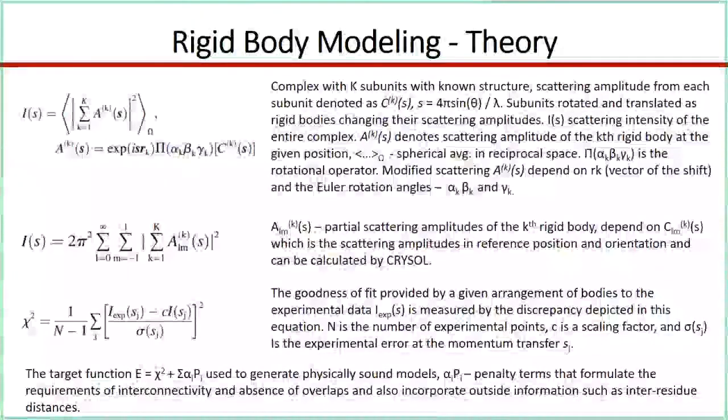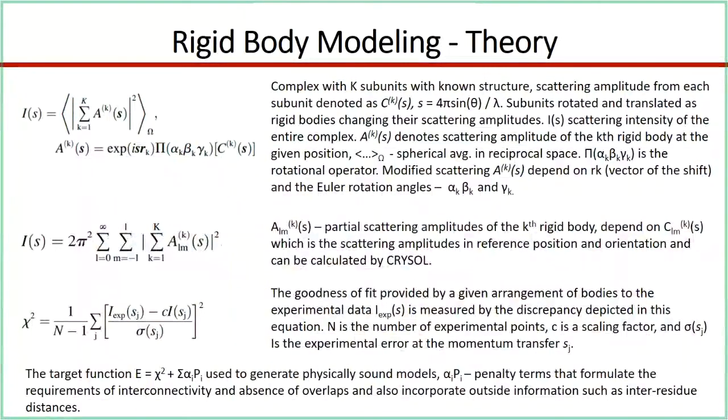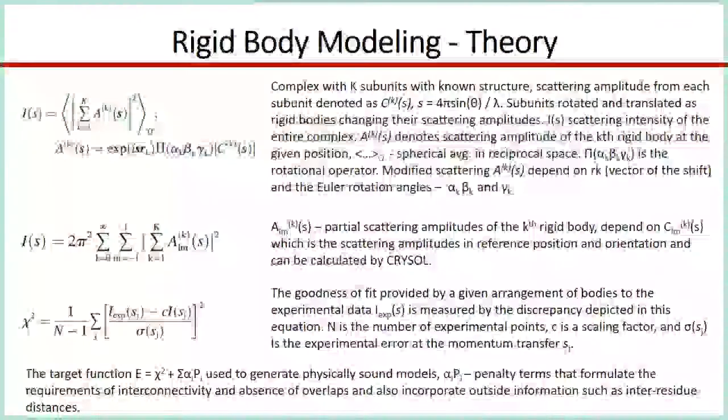Now, the basic theory. In ATSAS, the software suite that by now you're all familiar with, there is a set of tools which use rigid body modeling. Before I embark on what can be done and the basic applications, just a little bit of theory. One thing I must say is these approaches can be used for both X-ray and neutron scattering. So let's assume there are k subunits with known structure.